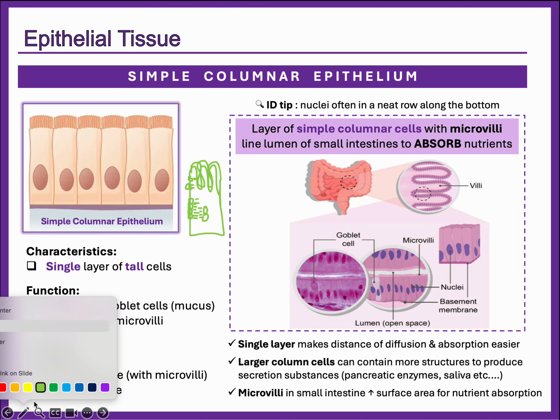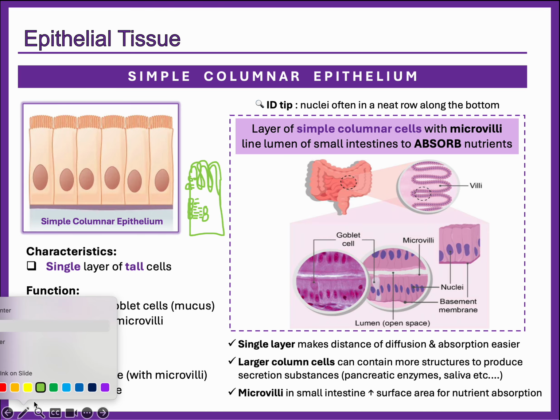So on top of it, microvilli in the small intestine increase surface area for nutrient absorption. All right. Next type is the pseudostratified columnar epithelium. Pseudostratified because it's a wannabe stratified. Pseudo means fake. Stratified because this is one layer all touching the basement membrane, but it's pseudo because the nuclei are at different heights, right?